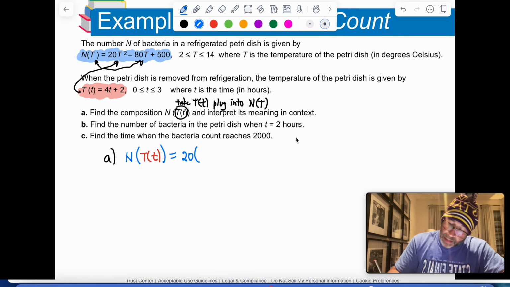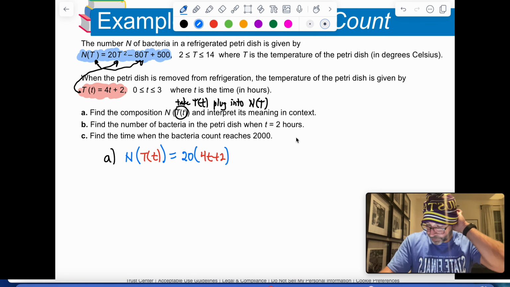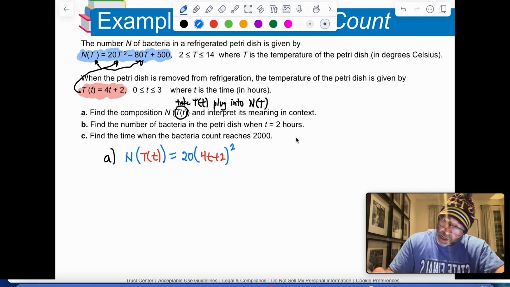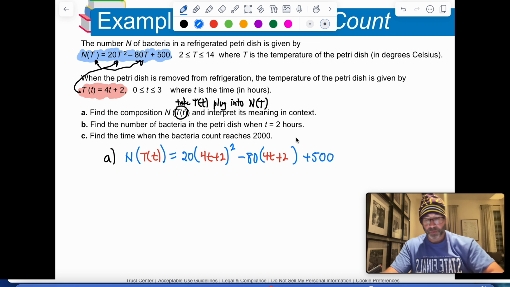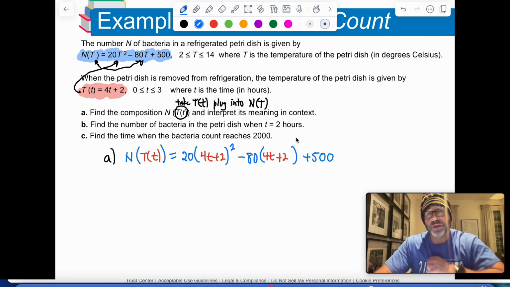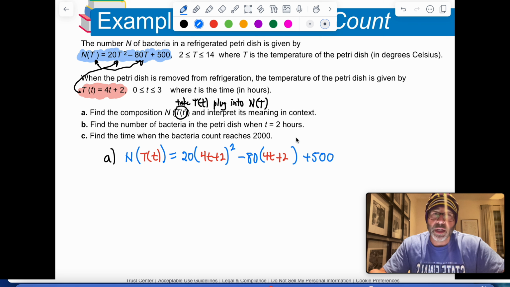20, and then it's going to be 4t plus 2 squared. All right, yeah, we got squared. Minus 80, and then 4t plus 2. And then don't forget that plus 500. Okay? So again, all we did was we took that 4t plus 2 and we plugged in for each of the t's. Okay, so that's the composition for this.